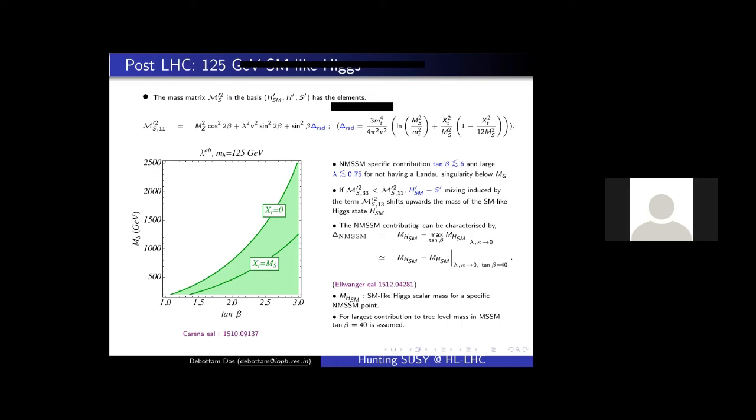So now one can characterize the NMSSM contribution. Because I don't have much time, anyway, this NMSSM contribution to the scalar masses can be characterized by M_SM^H, which is just the standard model like Higgs scalar mass for a specific NMSSM point. And the second entity, M_SM^A, has lambda and kappa tending to 0 and tan beta 40, which is just like its value in the MSSM. Lambda and kappa tending to 0 gives you the mass value in the MSSM, and tan beta 40 basically maximizes the tree level contribution. That's why tan beta equal to 40 has been assumed.